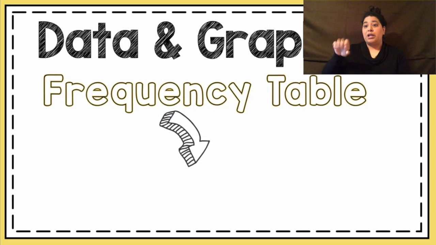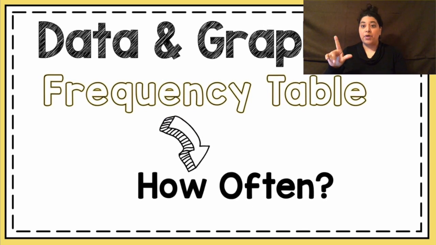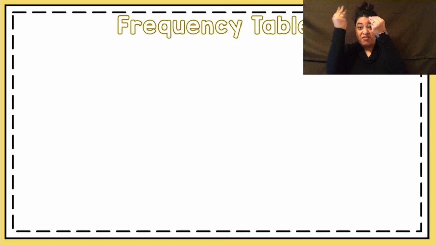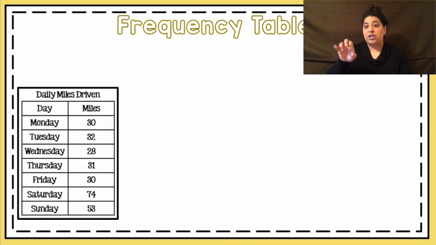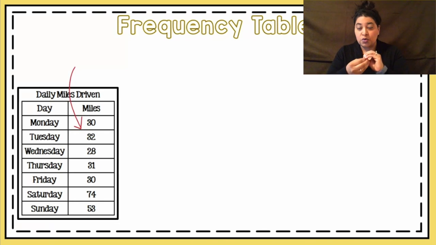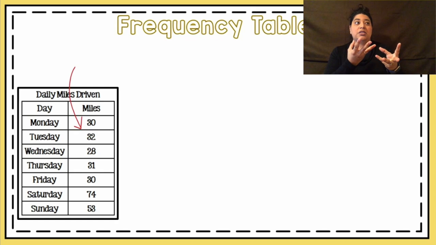And the word frequency actually is telling us how often a piece of data occurs. So let's look at some of the most common frequency tables that you'll see. This frequency table, you can see, is a frequency table with digits. The data or the frequency is represented with numbers in standard form.